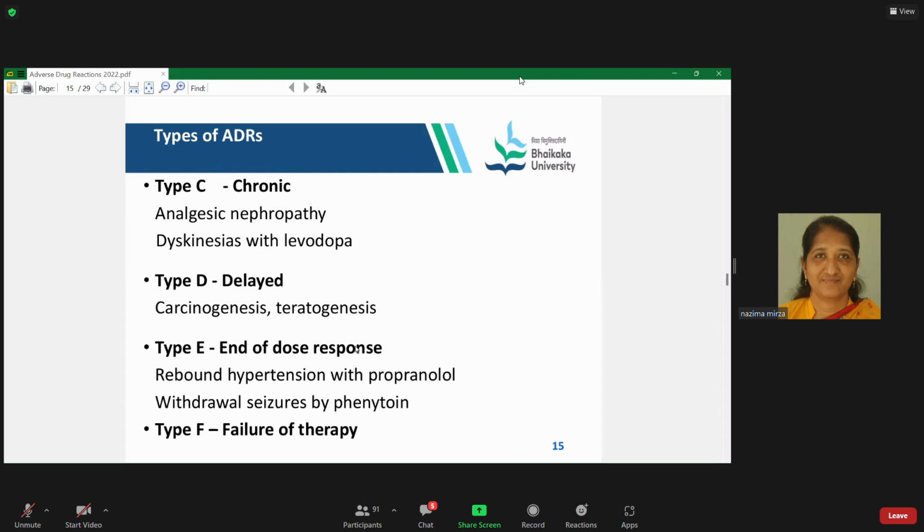So on chronic use, it is responsible for analgesic nephropathy because mainly they get excreted in the kidney. So ये ऐसा जरूरी नहीं है ये नेफ्रोपैथी करेगा. Paracetamol hepatotoxicity करेगा. There may be dyskinesia with the levodopa that we are using for Parkinsonism. So on chronic use, ना over months अगर कोई use करता है और उससे जो effect आता है, that is chronic one, type C.